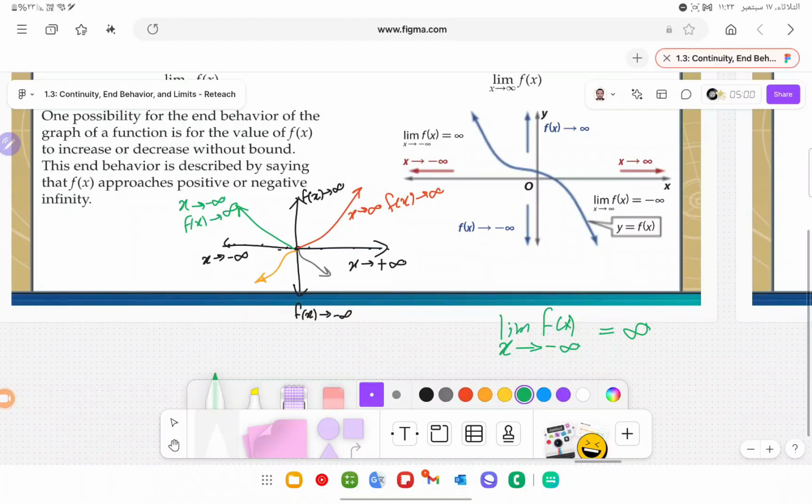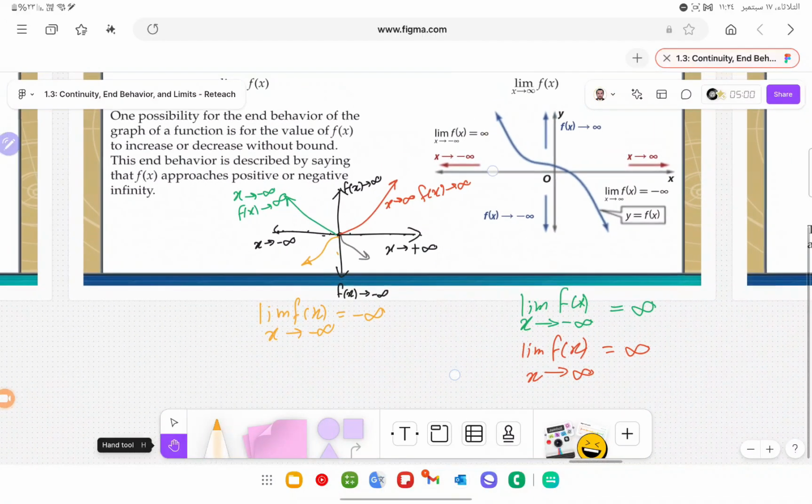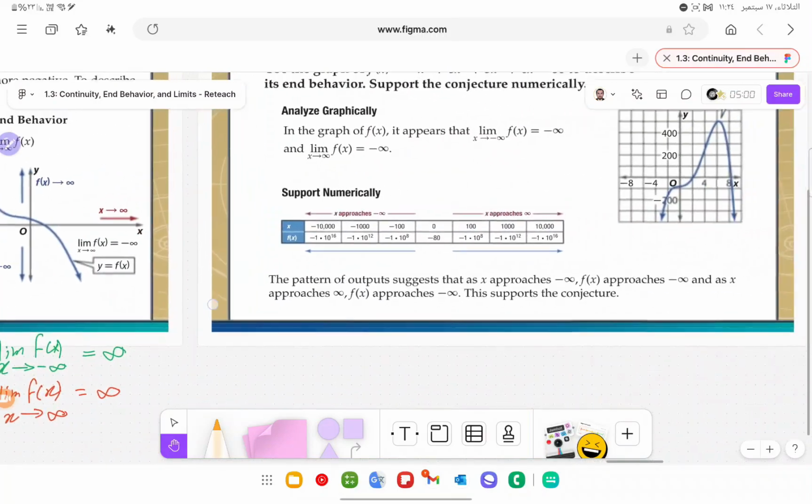Okay, let's do the red one. How can I do the red one? You have to write it as the limit of f of x when x approaches what? Positive infinity. So the function goes where? Positive infinity. Same thing for the yellow one. Limit of f of x when x approaches what? Negative infinity. So the function goes down, which is equal to negative infinity. So this is how we write it in pre-calculus, students.